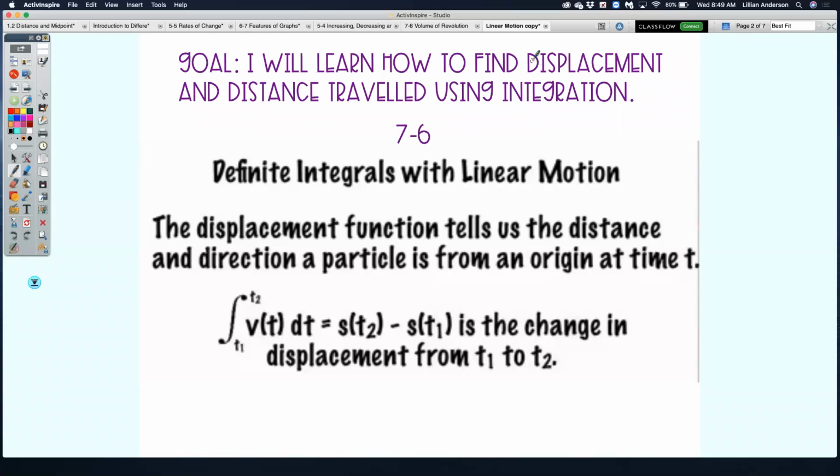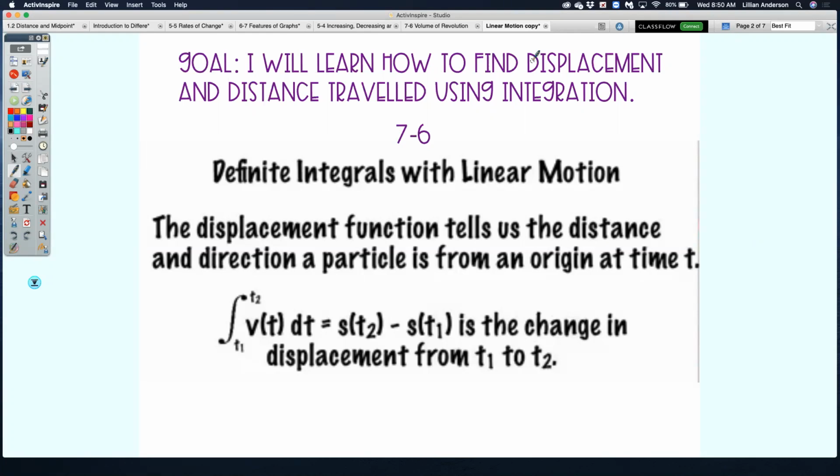So in these types of problems, you're going to learn how to find displacement when given velocity or when given acceleration to begin with. And you're also going to learn how to find the distance traveled of a particular particle, okay? The distance traveled. So to refresh your memory, the displacement function tells us the distance and direction a particle is from an original origin at a particular time.